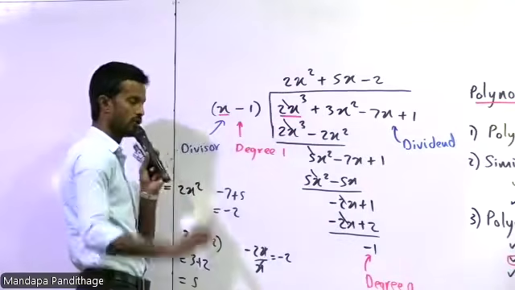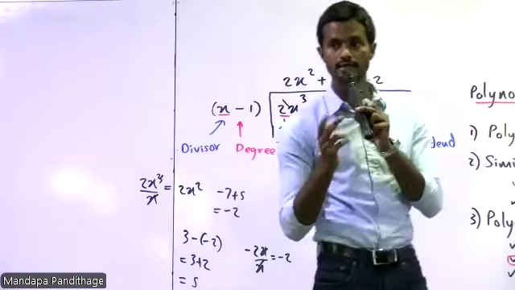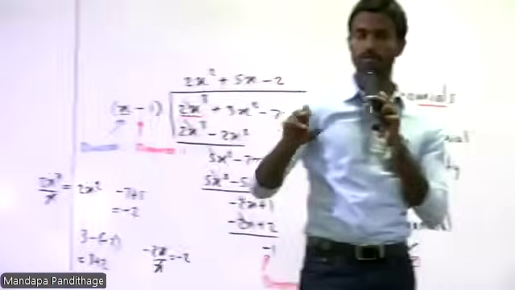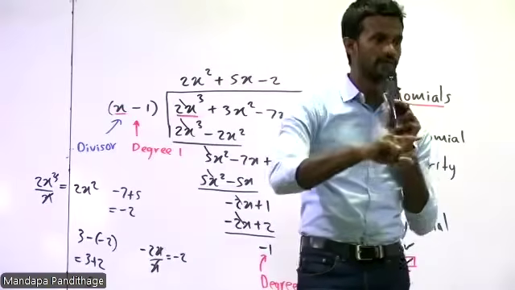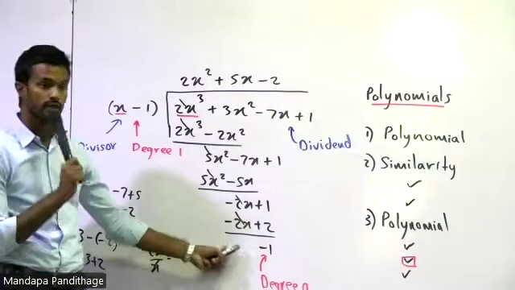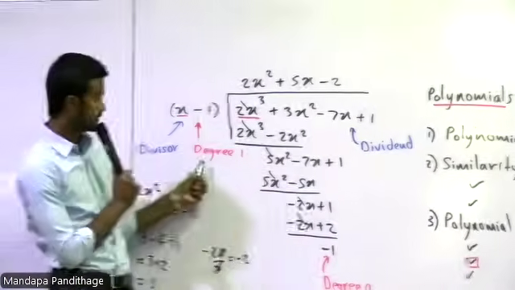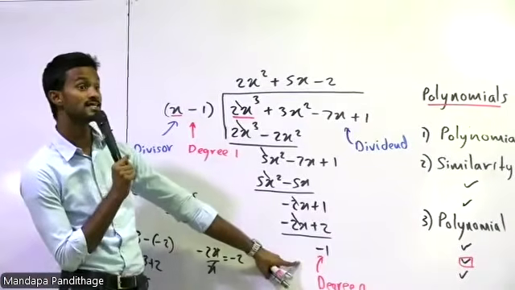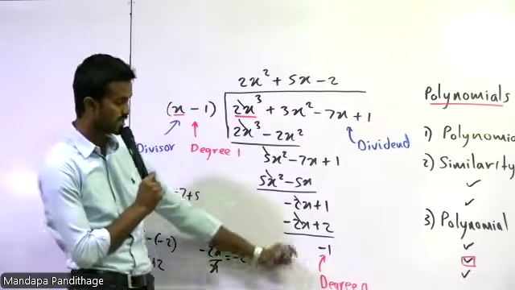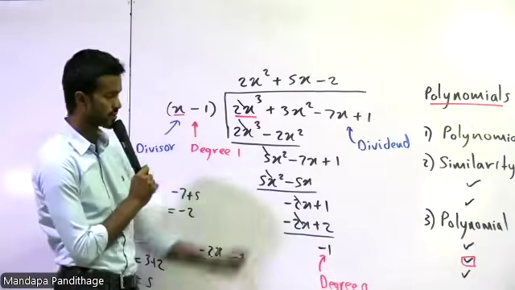If you can remember, I told you only 2 points in long division. 1 point is every time the division happens between which terms? The leading terms. And then I told you when to terminate this division. When should we stop this? When the degree of the remainder is less than the degree of the divisor. So it's 1, it's 0, we have to stop it from here.